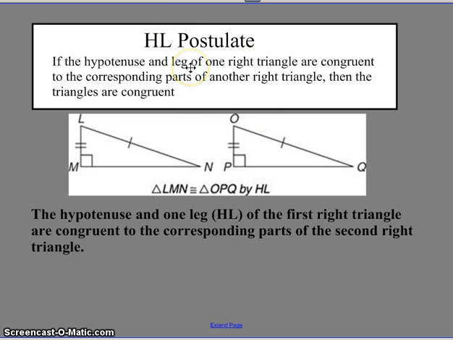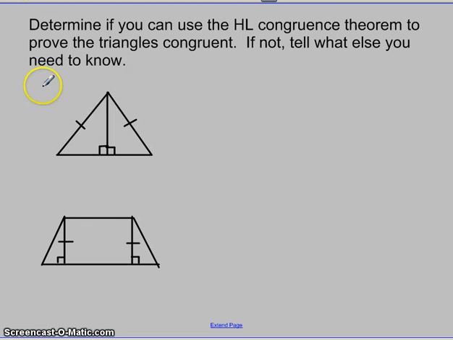We're going to move on to the last postulate here, which is the HL. The HL has to be the hypotenuse and leg, and another key to it, it has to be a right triangle. If it's not a right triangle, we cannot use the HL postulate. So it's got to be a right triangle. We've got to have one leg. We've got to have the hypotenuse. Remember, the hypotenuse is always opposite the right angle. It's always the longest side. So that's what we have to have in order to use the HL theorem.